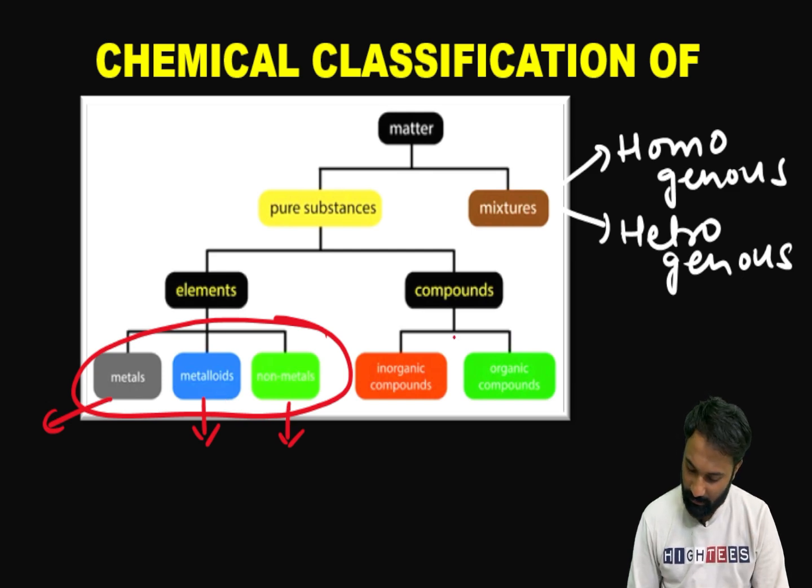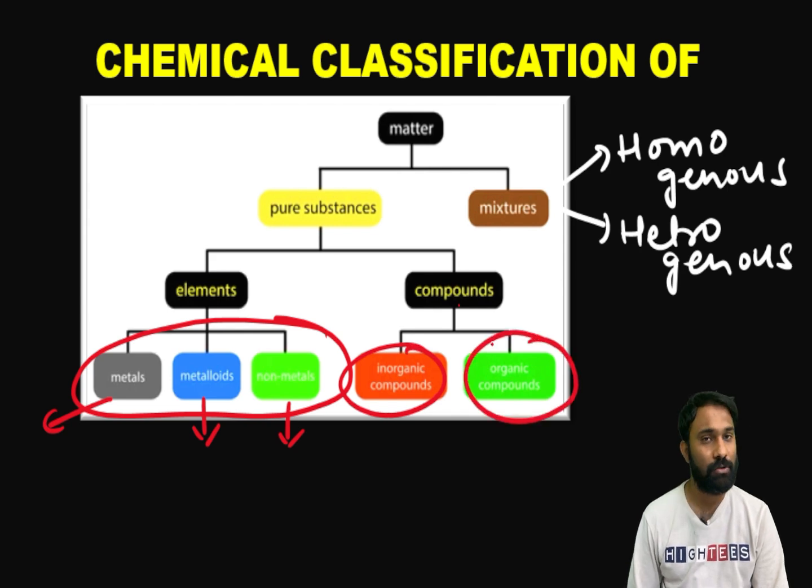Clear? Next, the compounds: we have inorganic compounds and organic compounds. Because we are going to study inorganic chemistry and organic chemistry in our upcoming classes, we are going to see what the inorganic and organic compounds are. Okay.